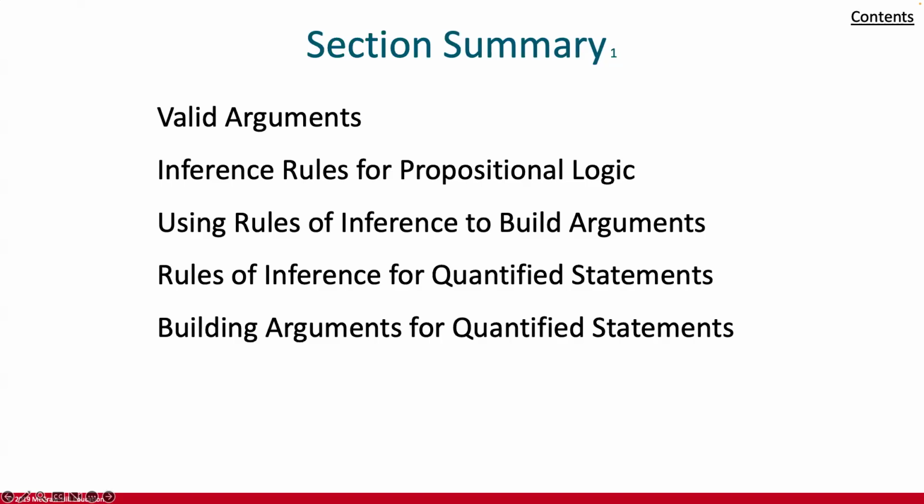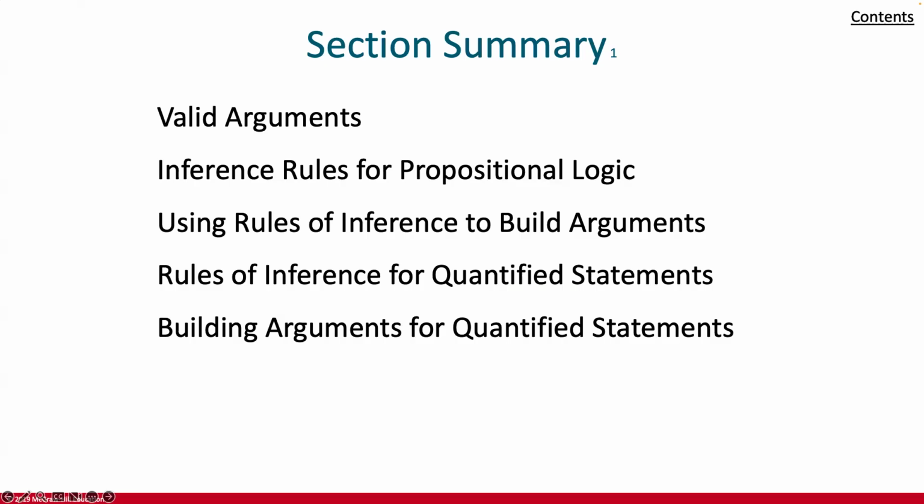That is, an argument is valid if and only if it is impossible for the premises to be true and the conclusion to be false. To deduce new statements from statements we already have, we use rules of inference, which are templates for constructing valid arguments. Rules of inference are our basic tool for establishing the truth of statements.